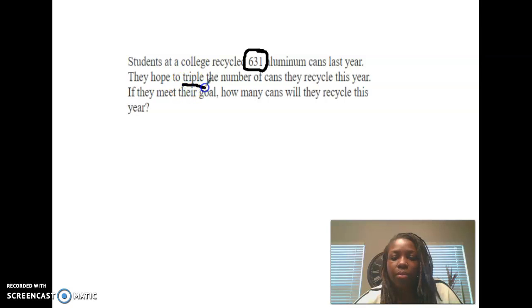So what does triple mean? Triple means times 3. So I'm just going to put a note and put times 3. So they hope to triple the number of cans they recycle this year. If they meet their goal, how many cans will they recycle this year? So I know triple means times 3, so I'm going to multiply 631 times 3.